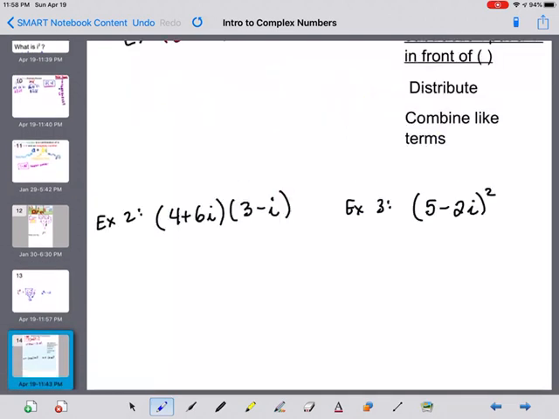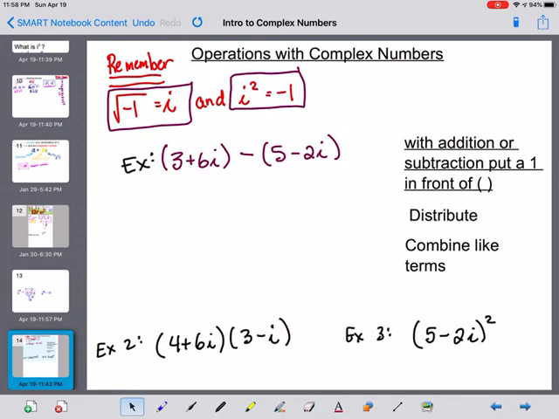Okay, so this is just something important to know about simplifying. Now we're going to use all this stuff together. What we're doing now is called operations with complex numbers. So write that down. Again, I told you to write these 2 things in your notes. You probably already wrote them down, but if you didn't, you can write them down here: the square root of negative 1 equals i, and i squared equals negative 1. That's a really important concept. Operations with complex numbers just means we're going to be adding, subtracting, and multiplying complex numbers.